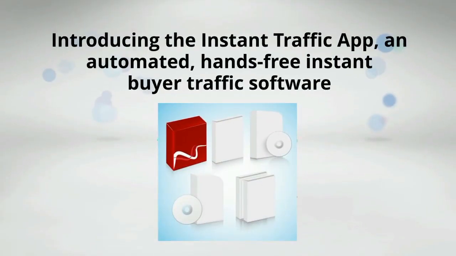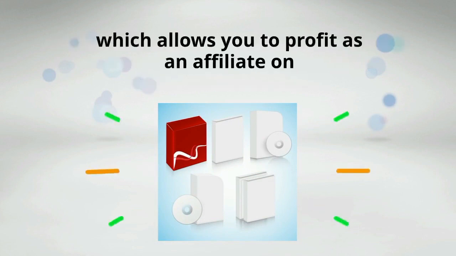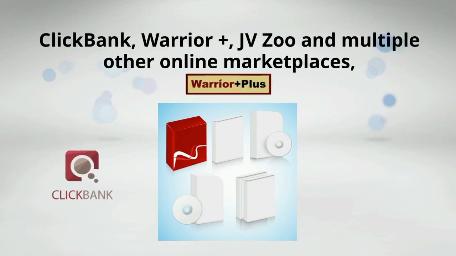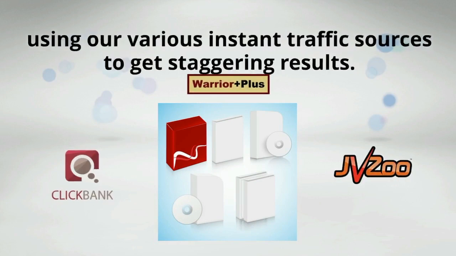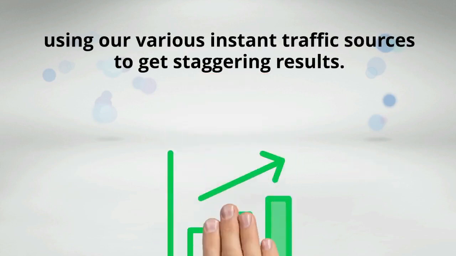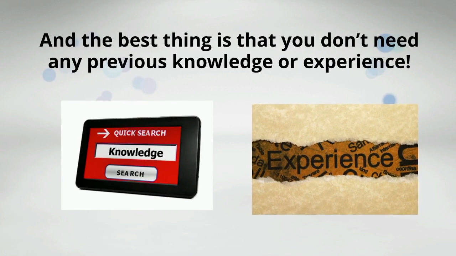Introducing the Instant Traffic App, an automated hands-free instant buyer traffic software, which allows you to profit as an affiliate on ClickBank, Warrior Plus, JVZoo, and multiple other online marketplaces, using our various instant traffic sources to get staggering results. And the best thing is that you don't need any previous knowledge or experience.